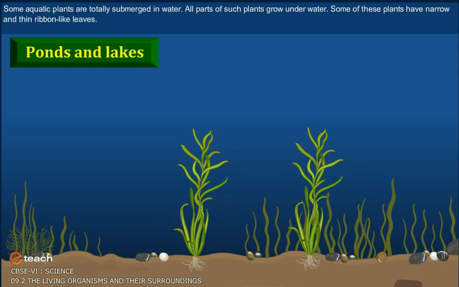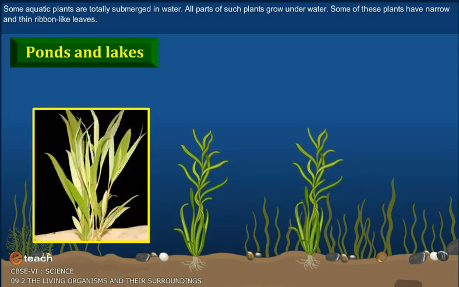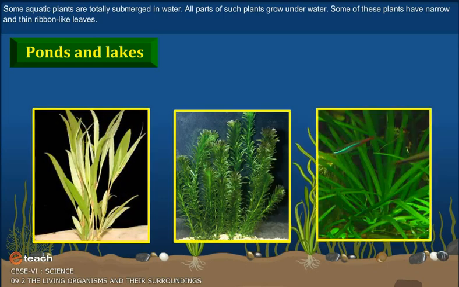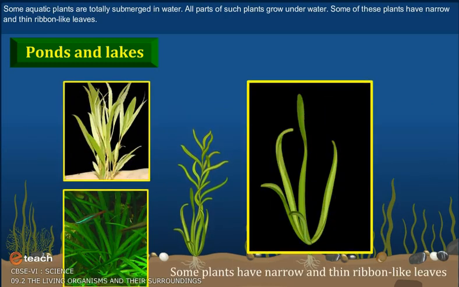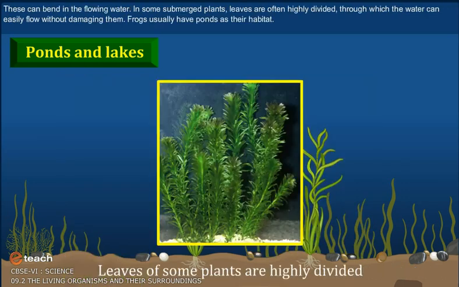Some aquatic plants are totally submerged in water. All parts of such plants grow underwater. Some of these plants have narrow and thin ribbon-like leaves. These can bend in the flowing water. In some submerged plants, leaves are often highly divided, through which the water can easily flow without damaging them.